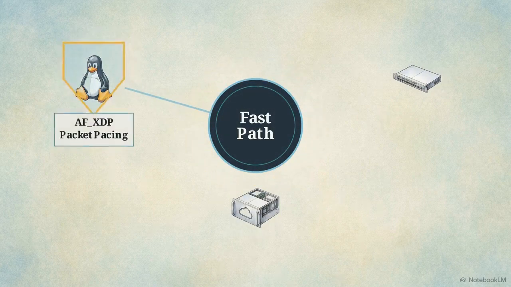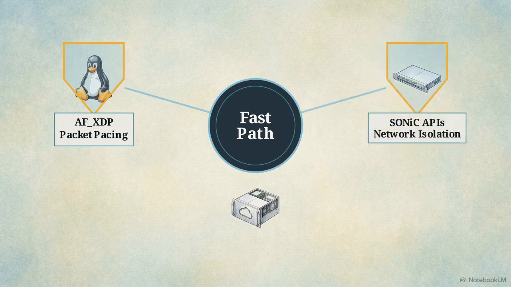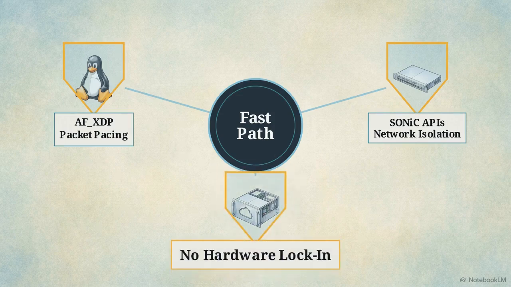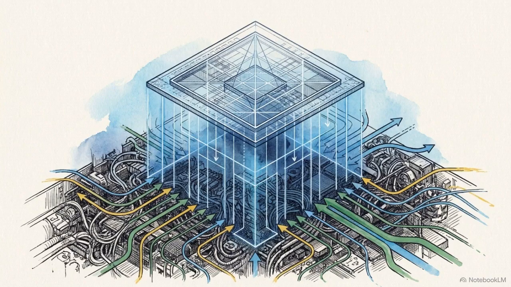It programs the approved intent via Linux AF_XDP for packet pacing, or uses SONiC switch APIs to guarantee network isolation without proprietary hardware lock-in. PTCP does not replace your physical network or core job scheduler. It acts as an overlay, passing mathematically bounded intent down to those existing systems.